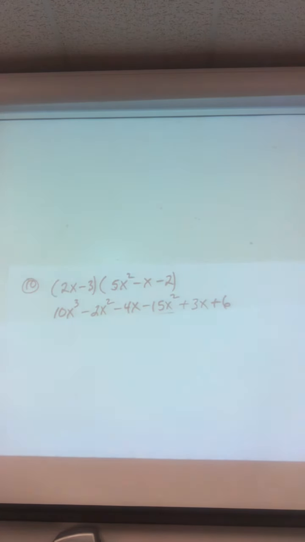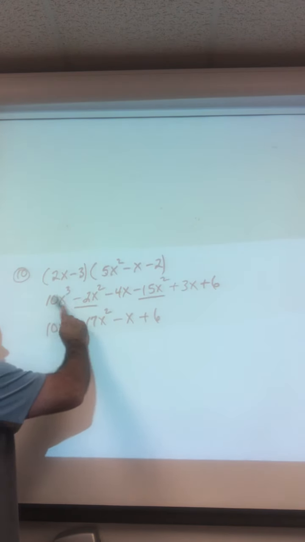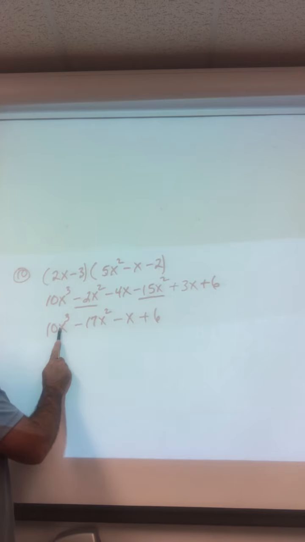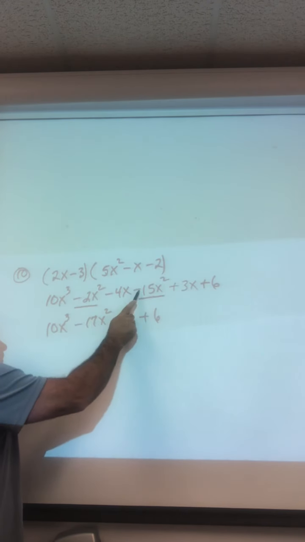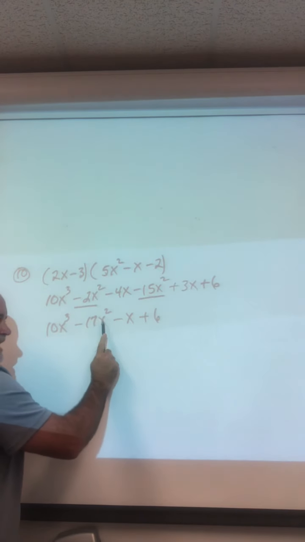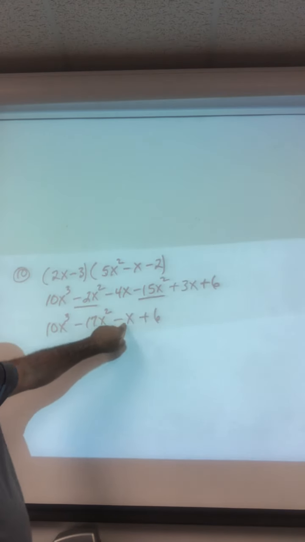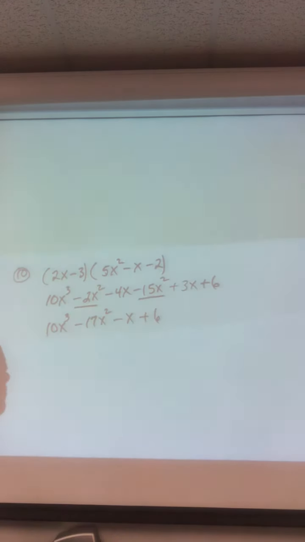All right, now all the multiplying is done. Now it's nothing but adding and subtracting. So to add or subtract, you have to add or subtract like terms. So 10x³, there's no other x³s, put it first. Negative 2x² minus 15x² would be minus 17, stays x². Negative 4x plus 3x is negative 1x, and then bring down the plus 6. And so those 4 terms there, that is your answer.